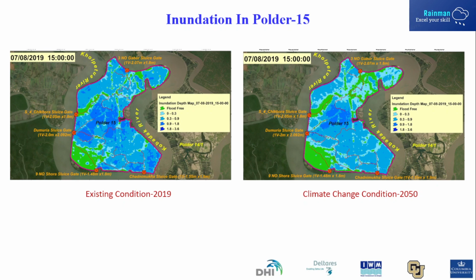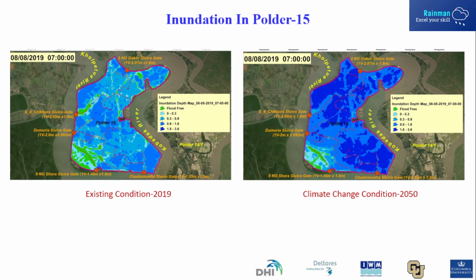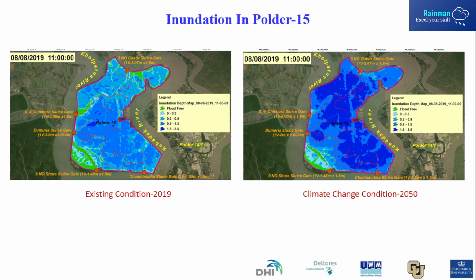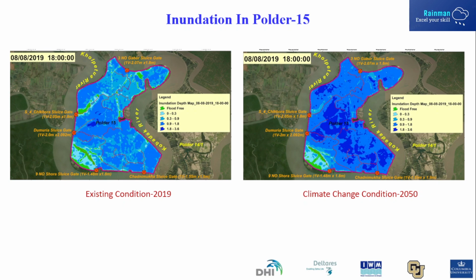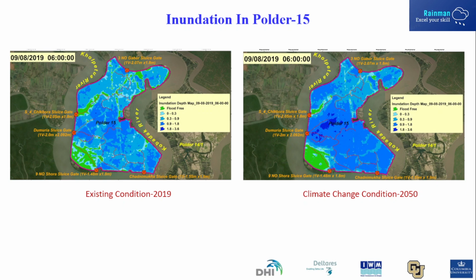So to make a decision, we actually need one flood map. We consider one flood map. So which flood map, in which time step, we have to choose, or how we chose the flood map for our analysis.